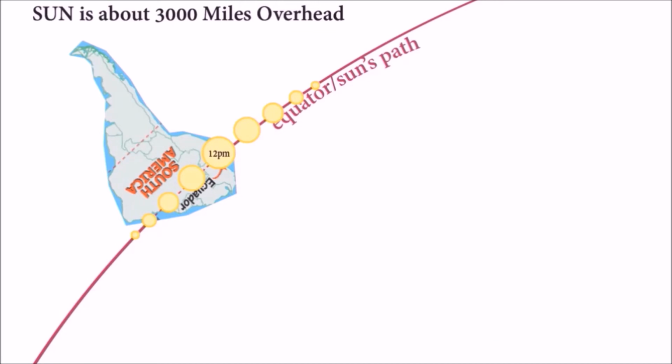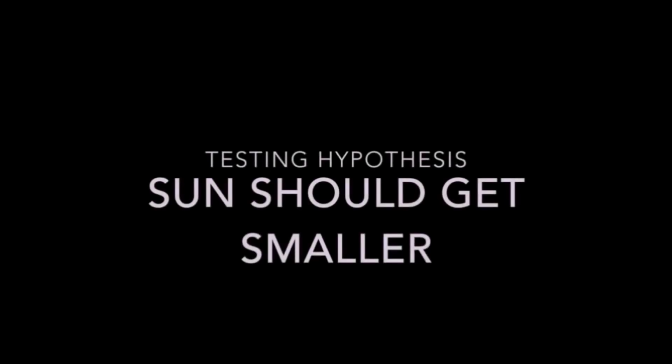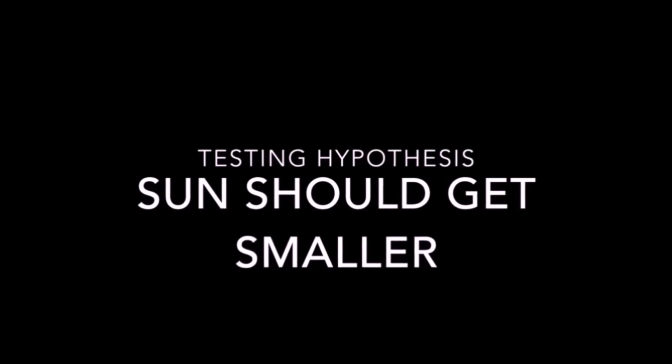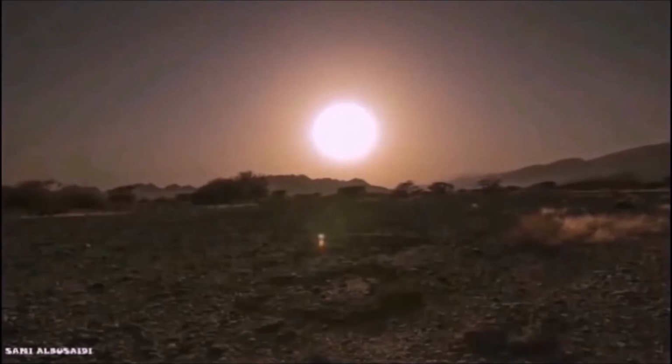12 p.m. is the biggest it gets. It's right above your head. It's the closest to the sun. And then as it moves away, it gets smaller, right? That's what we're predicting. That's our hypothesis. So now we're going to test our hypothesis. We're going to go to Ecuador and see if it gets smaller. And if it does, that means we have a local sun. That's how science works. We test our hypothesis with empirical evidence. So now we're going to look at this video. This is our test, okay?